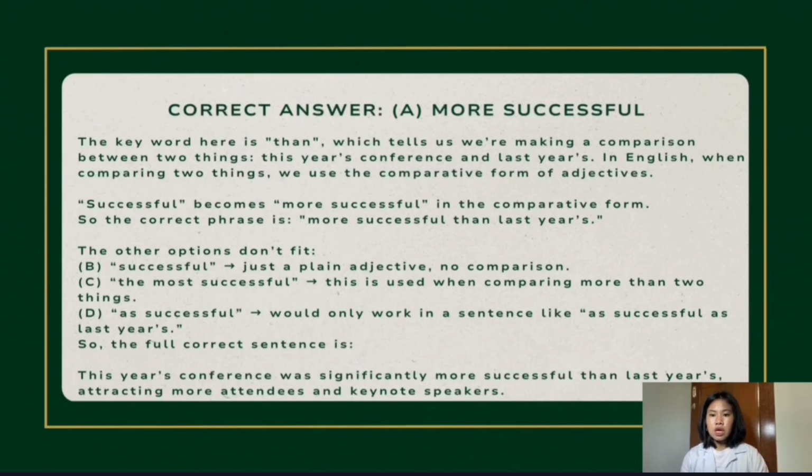The other options don't fit because B. Successful, is a plain adjective, no comparison. And C. The most successful, is used when comparing more than two things. And D. As successful would only work in a sentence like as successful as last year's. So, the full correct answer is this year's conference was significantly more successful than last year's, attracting more attendance and keynote speakers.